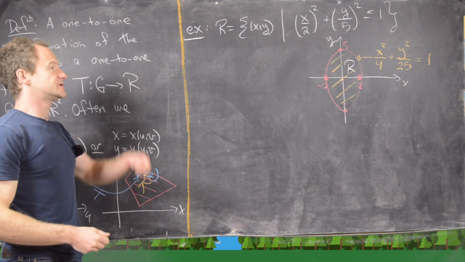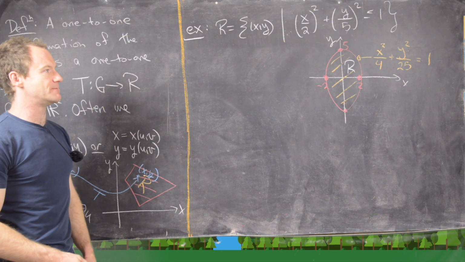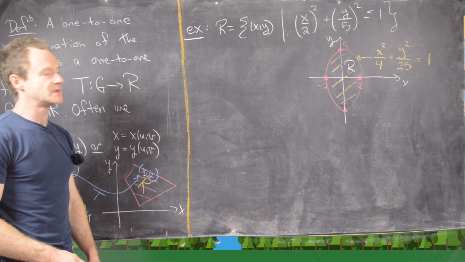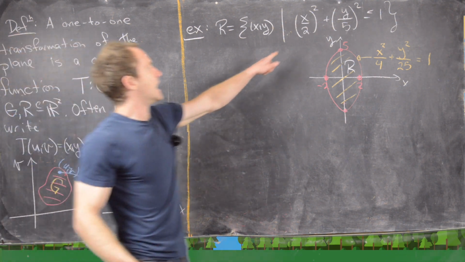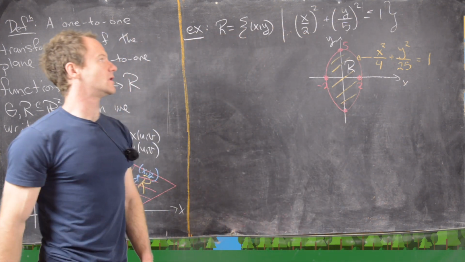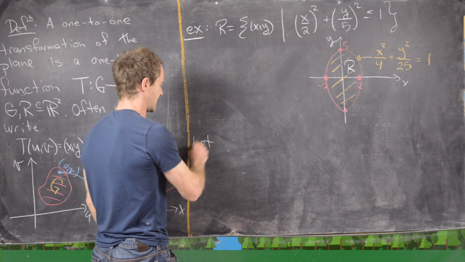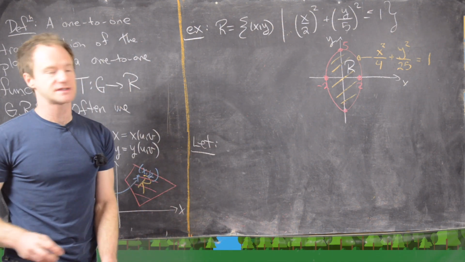Okay, so now what we'd like to do is pick a change of coordinates that makes that simpler. And we can do that by letting u equal x over 2 and v equals y over 5. So notice that's going to simplify this thing a little bit. So let's go ahead and do that.